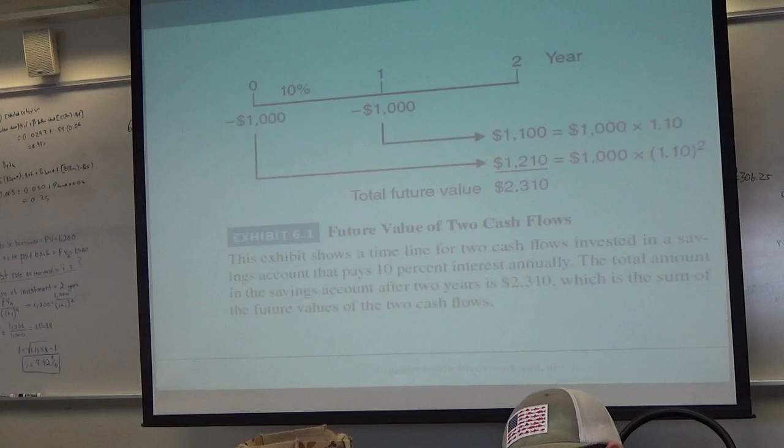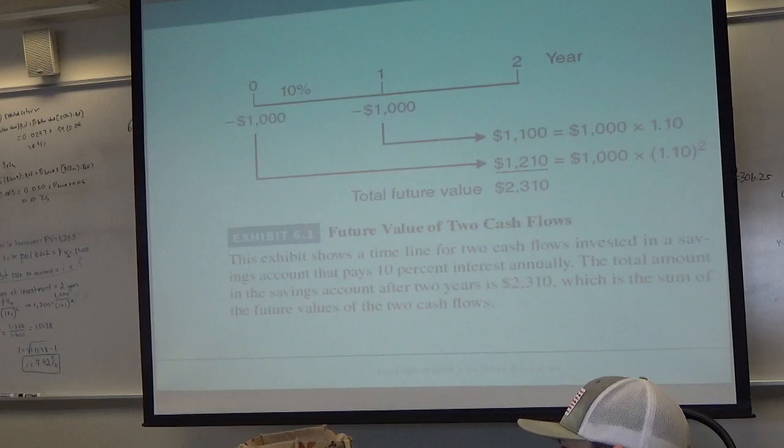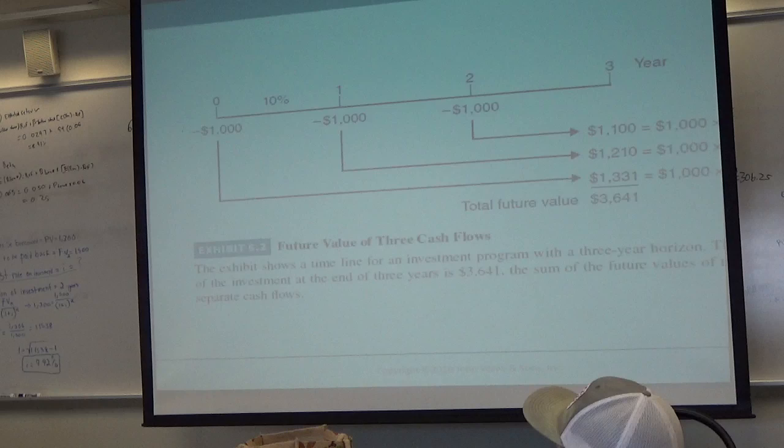This is the equation that you're going to use for that. And this is for two cash values, which is just year 2 on the timeline, and then 3 cash values, which is going to be year 3 on the timeline, starting at 0.